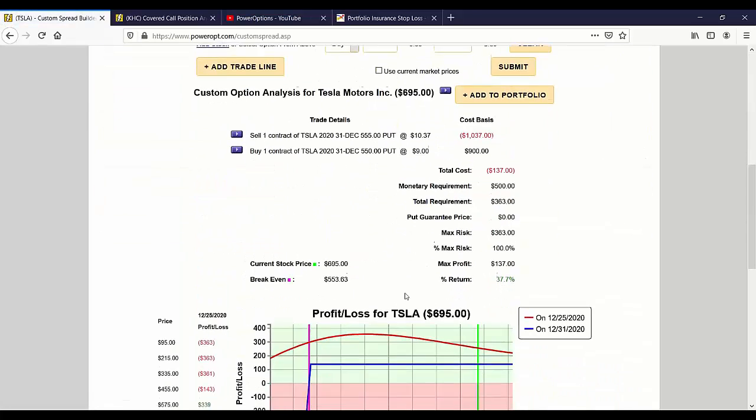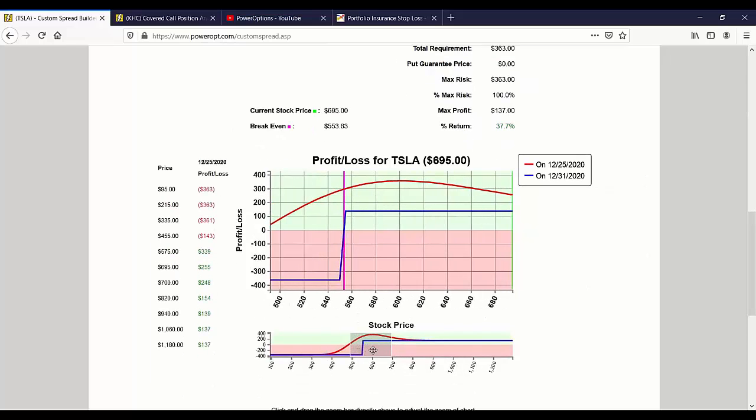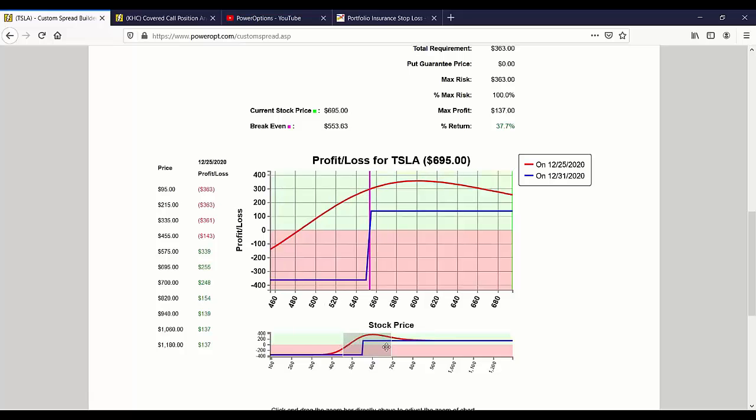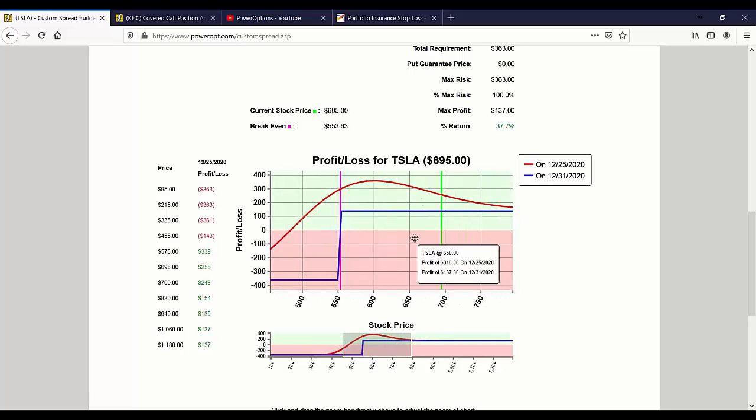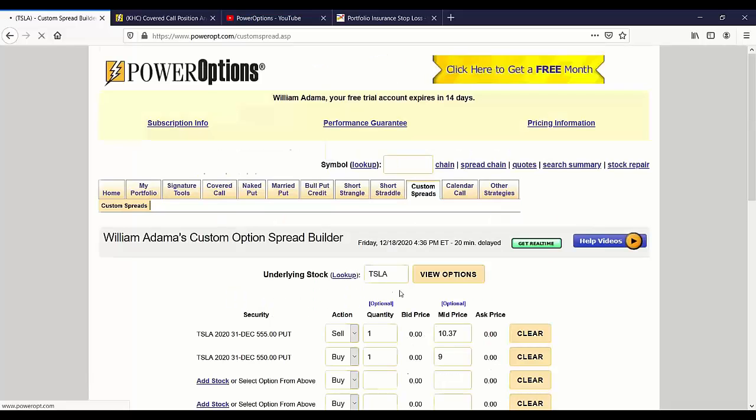All right, stock currently trading at 695. Let's move this down here. Let's get a better risk-reward profile. Why is that so wonky? Must be too much volatility in this case. I did the right structure, right? Sold the 555, bought the 550. That's right. Okay.